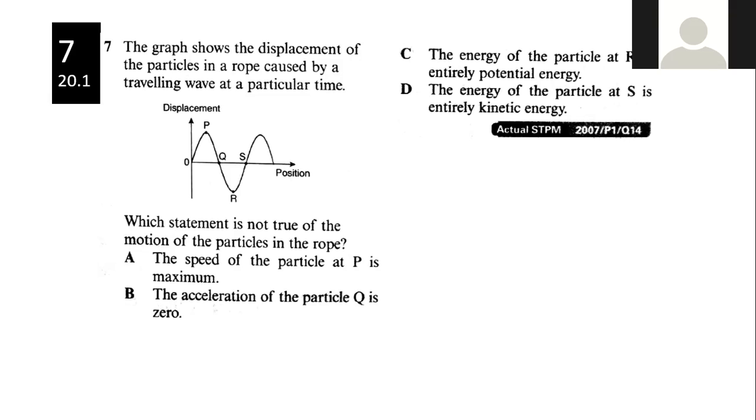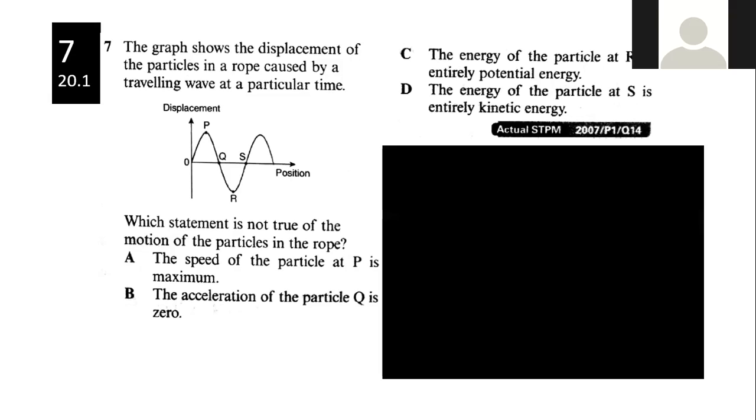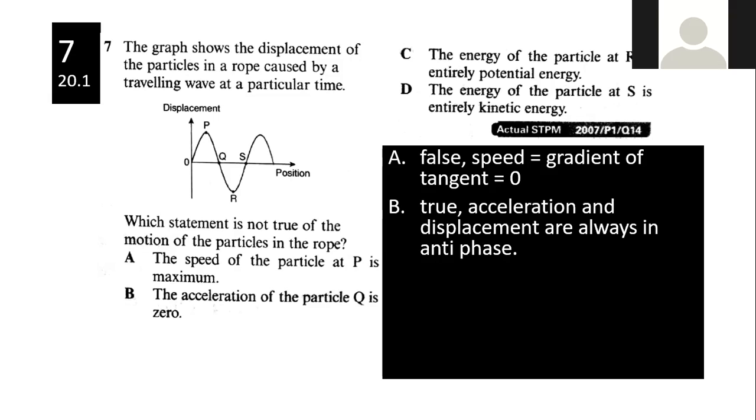Yep. Energy of the particle at R is entirely potential energy. At R, entirely potential energy. This one you have to do a bit of simple harmonic motion. Is it right? It's right. Okay. Energy of the particle at S is entirely kinetic. Yep. Is it true? It's true.